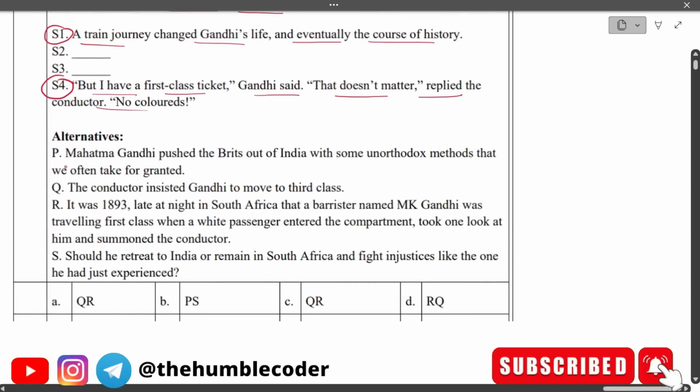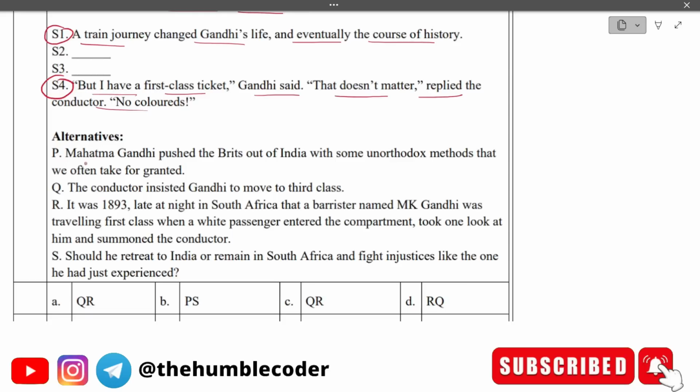First let's give these alternatives a read, and then we will see what will come in those sentence 2 and sentence 3. Mahatma Gandhi pushed the Brits out of India with some unorthodox methods that we often take for granted. The conductor insisted Gandhi to move to the third class. It was 1893, late at night in South Africa, that a barrister named M.K. Gandhi was traveling first class when a white passenger entered the compartment, took one look at him and summoned the conductor. Should he retreat to India or remain in South Africa and fight injustices like the one he has just experienced?